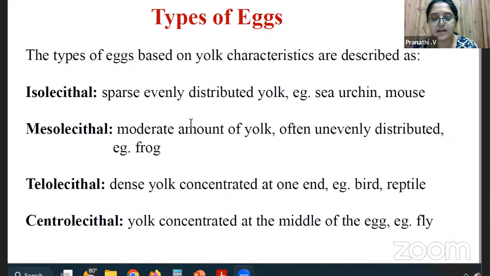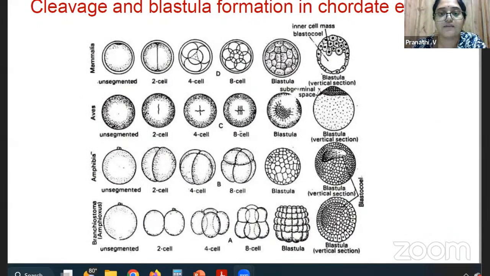Let me see if at all I have a better picture. I should be having it, in fact. Right.